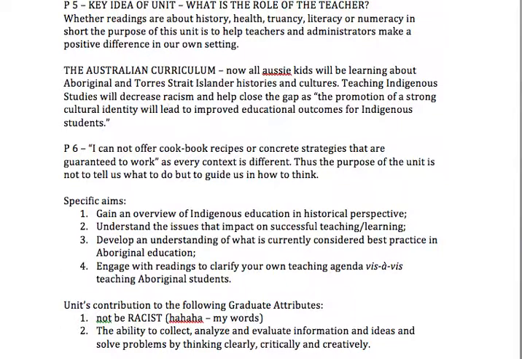So it's looking like the unit's going to start off with the historical overview of what's happened so far in Australia. Then it looks like we're going to be trying to define what an effective teacher is and what effective learning is. Should be interesting. Then have a bit of an overview as to what best practice is at the moment. And then thinking about all this in relation to teaching Aboriginal students.